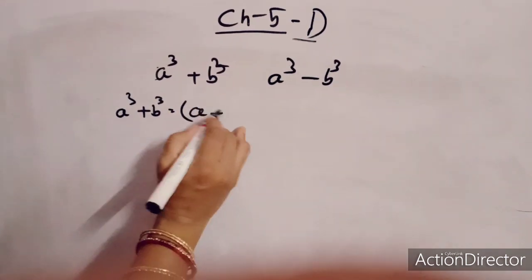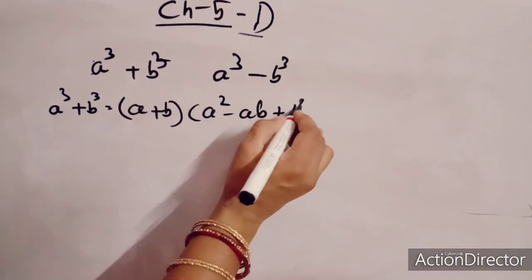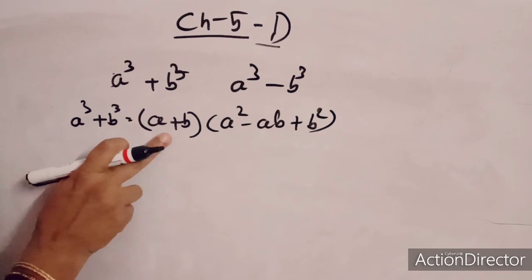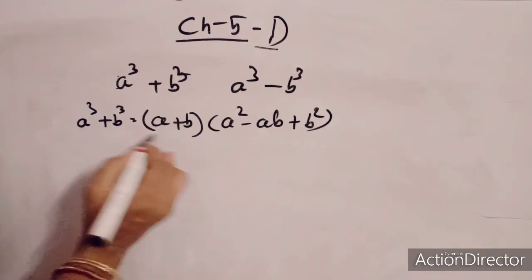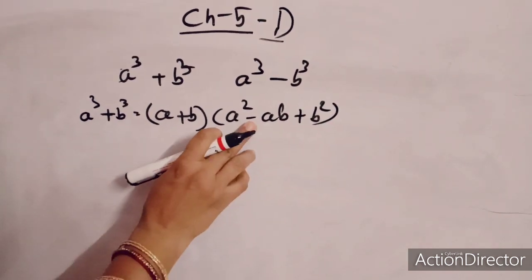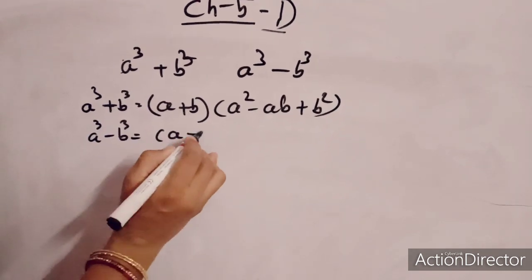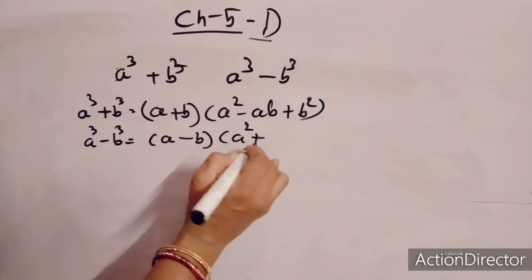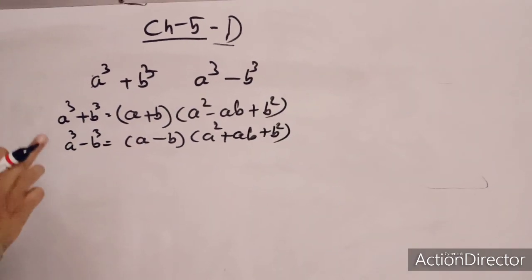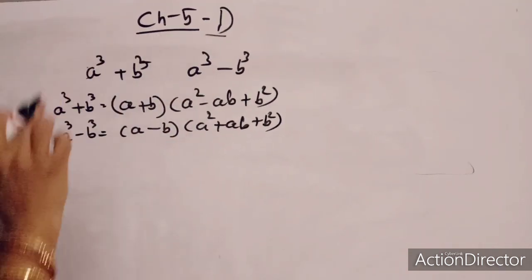This identity can be written as (a plus b)(a square minus ab plus b square). You can see the given question is in this form, so you have to factorize in this way. Again you have to concentrate: when the term is plus here, you have to put a plus here, and this one is minus. When a cube minus b cube is given, you have to factorize like this: (a minus b)(a square plus ab plus b square). Okay, so in this way you have to factorize. These are the related identities you have to use for exercise 5D.